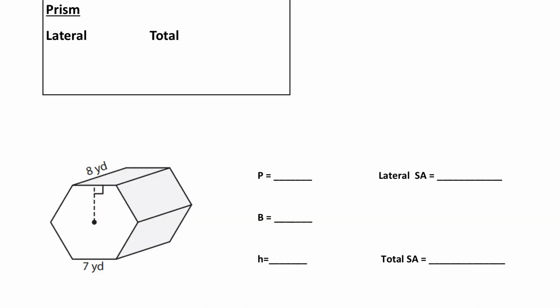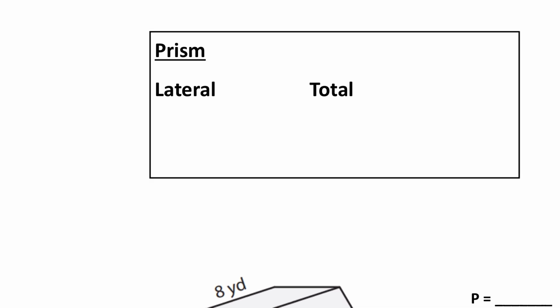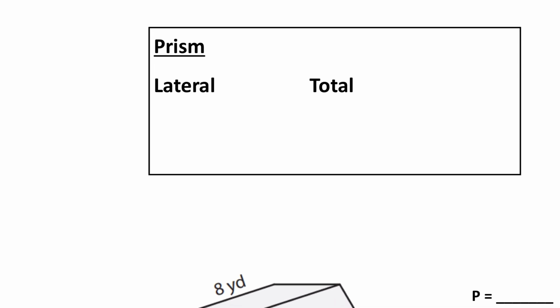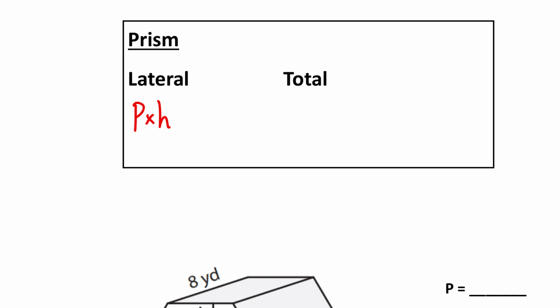This is going to tie into what we did yesterday. All right, so for lateral surface area of a prism, what's our formula? Kind of long. Lateral is P times H, and total is P times H plus 2 times B. I've got them switched from the way I did yesterday.